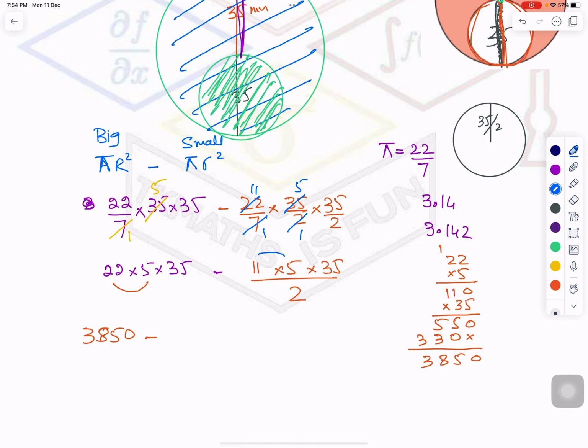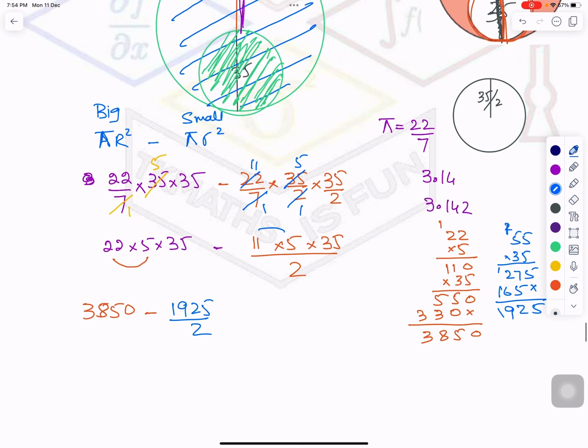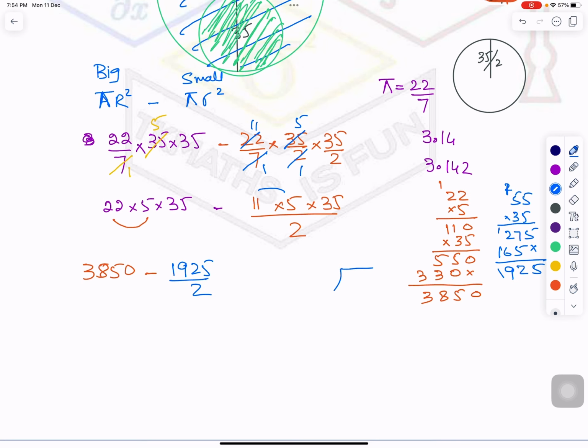So 11 5s are 55. Everybody knows that. So in 55 you will multiply by 35. 5 5s are 25, 3 5s are 15. So I got here 1925 divided by 2. Okay, do it stepwise. No need to rush. Stepwise, you will do everything correctly. Now, if you know short division, you can do it. Otherwise, long division. I'm doing long division first.